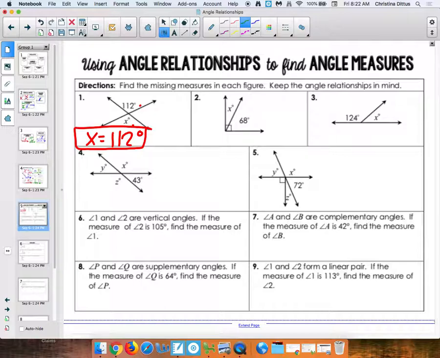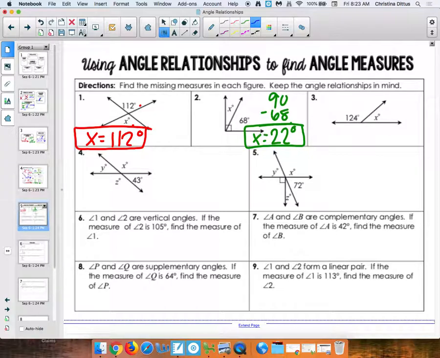Number 2, what does that little box thing mean? 90 degrees. 90 degrees, so how can I solve for X? Subtract. Good. 90 minus 68, so how big is X? 22.